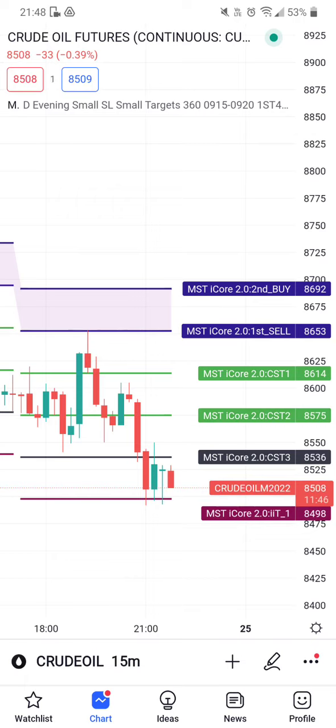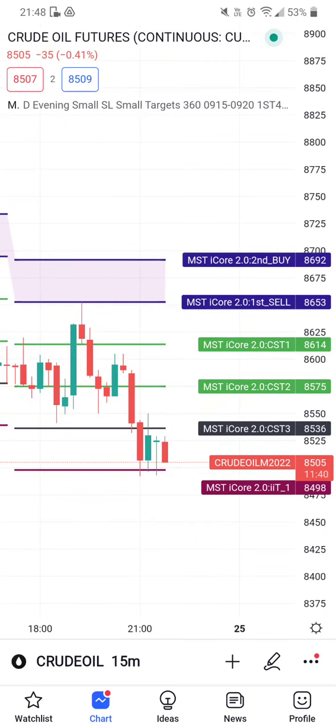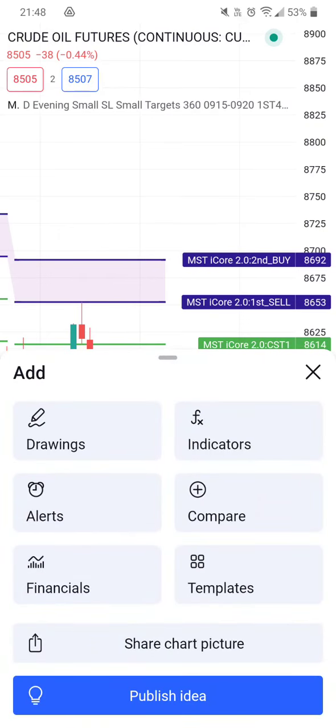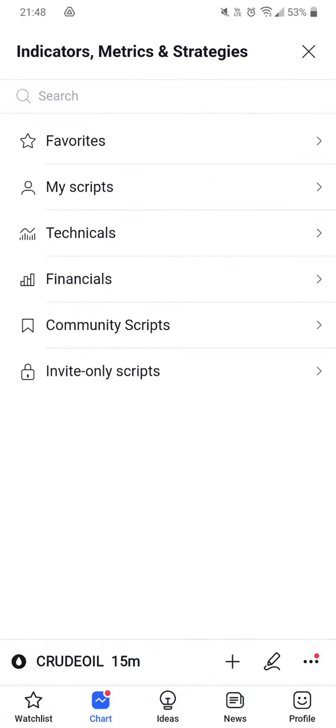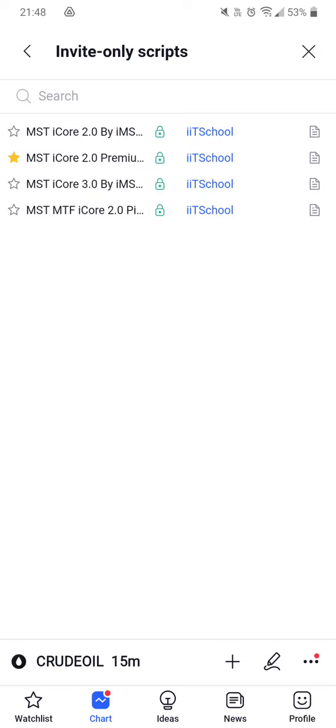Initially, if you have subscribed to the indicator on a monthly basis or lifetime basis, our indicator is now available in invite only mode. So you have to press the plus button here. Once you click on the plus button, you will get options like drawings, indicators, alerts, compare and everything. You have to click on FX, that is the invite only option. Then in invite only, our indicator will be available.